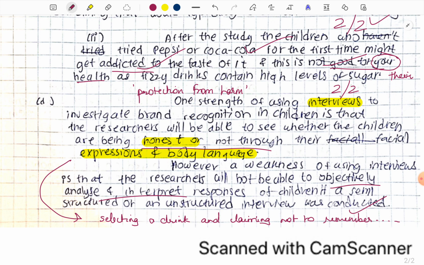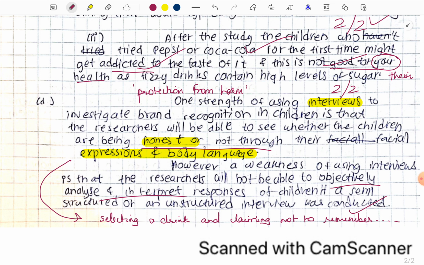She's made the assumption that if they're using a semi-structured or unstructured interview, which is the case with children, at least it'll be semi-structured, then they are not able to objectively analyze the responses. Actually, it's more about asking open questions rather than unstructured or semi-structured. When there are open questions, we are not able to objectively analyze.